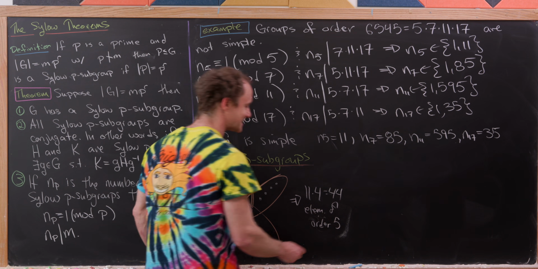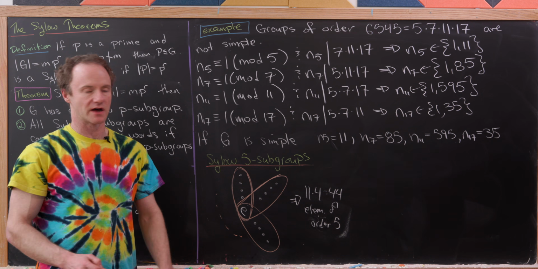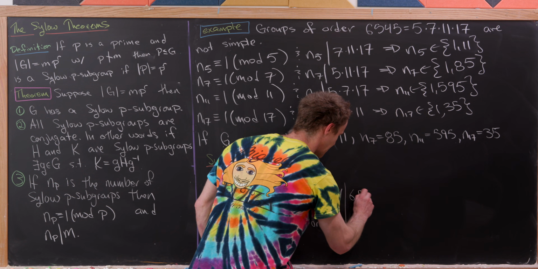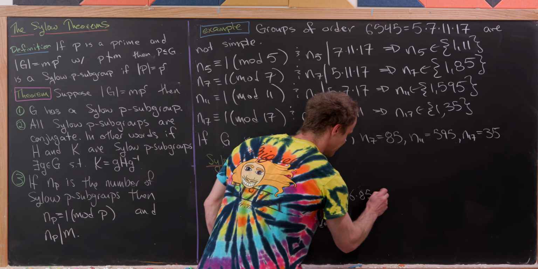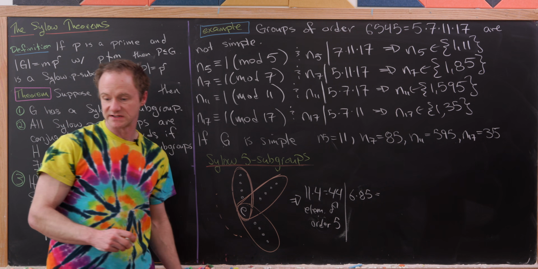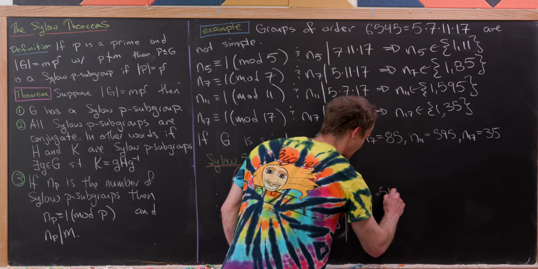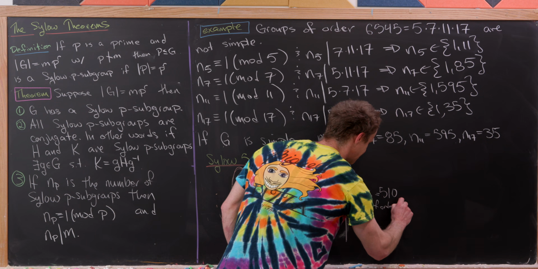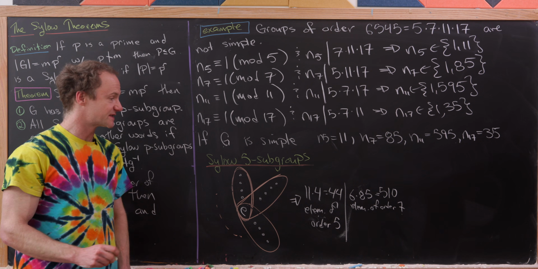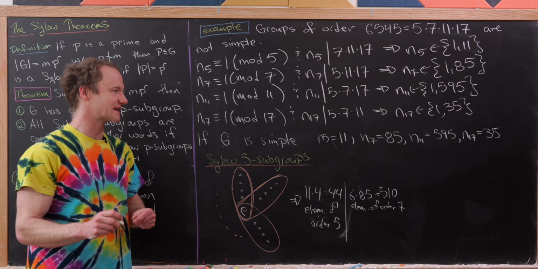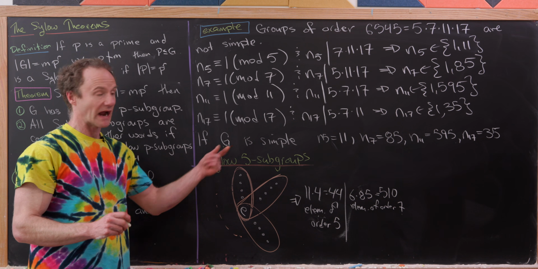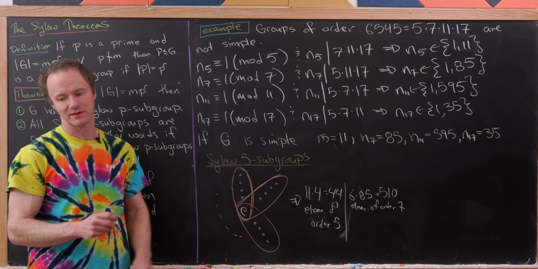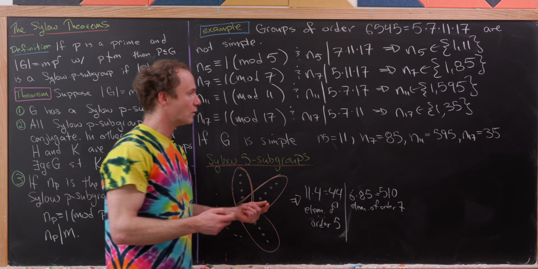But now we can do the same kind of game with all of these other things. So let's notice that there will be 6 times 85, but 6 times 85 is in fact equal to 510. And these are going to be elements of order 7. And that's because the Sylow 7 groups will not intersect in anything except for the identity. And there are 85 of them, and each of them have 6 elements of order 7. And now, well, we continue.